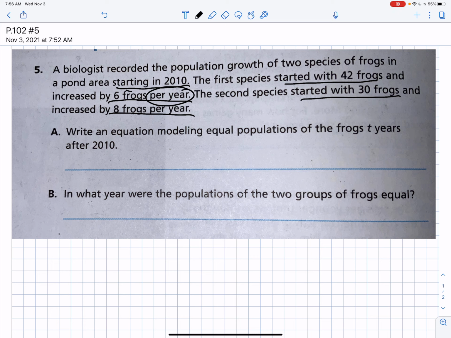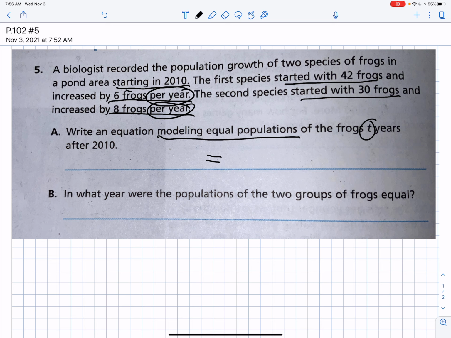Write an equation modeling equal populations of the frogs for T years. Modeling equal populations, that means this is going to be an equality of frogs T years after 2010. So the variable is going to be T. So that's going to be 6T and 8T since it's per year. Okay, so let's set these equations up.